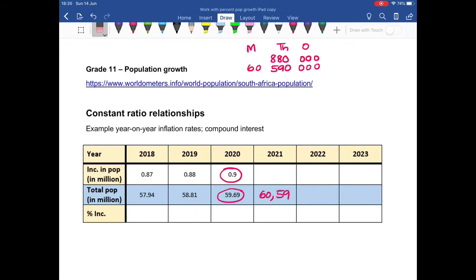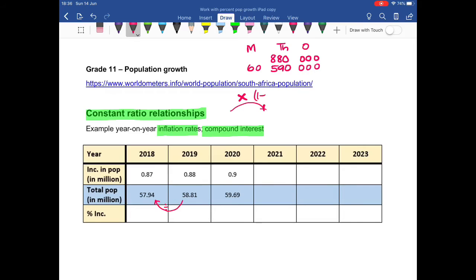But in order to do our calculations, we need to work out by what percentage the population is growing. Now remember, it's a percentage increase, which is a constant ratio. And constant ratio, so we are multiplying by a percentage. Other examples of this were year-on-year inflation rates as well as compound interest. So in order to find the population growth rate, we have to take 58,81 and we have to divide, because remember, going this way, we are multiplying by 1 plus i, because it is increasing. That's why we are adding.